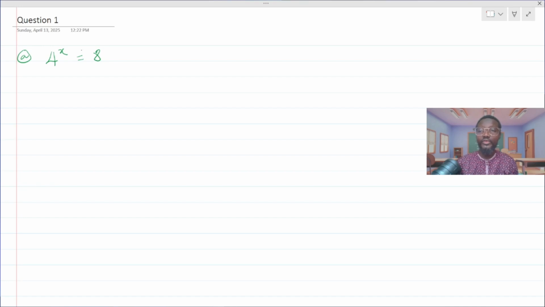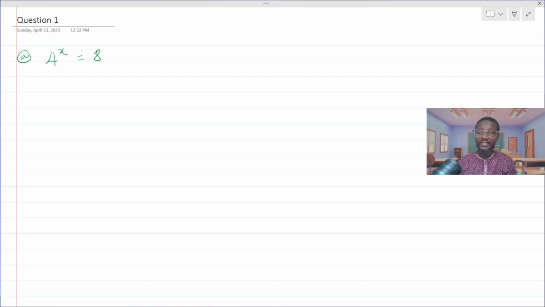First question is 4 raised to the power of x equals 8. In indices, where we have the power or the exponent and the base, we always check the base to see if they are the same or not. I will not be starting all over from the beginning because this is just a revision class. So what I have here is 4 raised to the power of x equals 8.